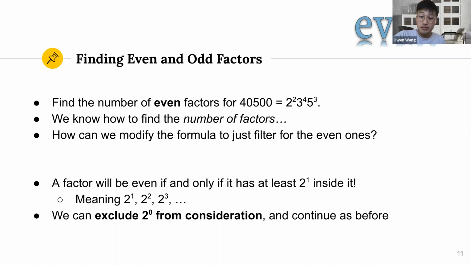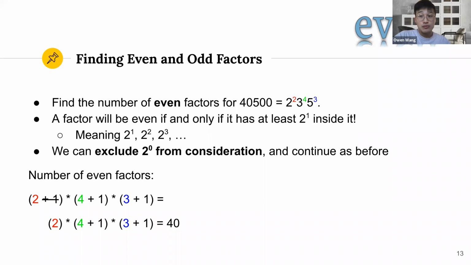Because those are all divisible by 2 to the 1. So 2 to the 0, if a number only has 2 to the 0, or it just doesn't have 2 at all, that means it's not even. What this boils down to is we can exclude 2 to the 0 from consideration during our strategy and just continue as before. Next slide.